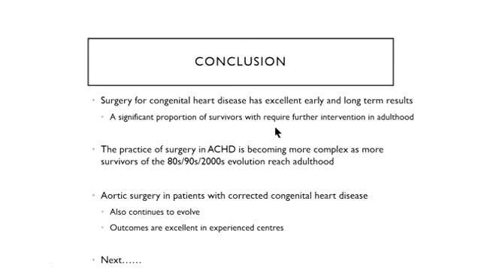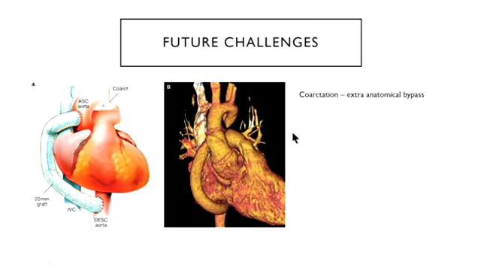So the conclusion is that at this stage we're going to see more patients coming through with more complex pathologies, and the practice of adult congenital heart surgery we've all alluded to is becoming more complex, and aortic surgery is going to continue to evolve. But we have a few challenges coming up, I think. The first is extra-anatomical bypass for coarctation, which is something our colleagues down the road have got into for complex coarctation, is to run a graft from the ascending aorta through the pericardium to the descending aorta.